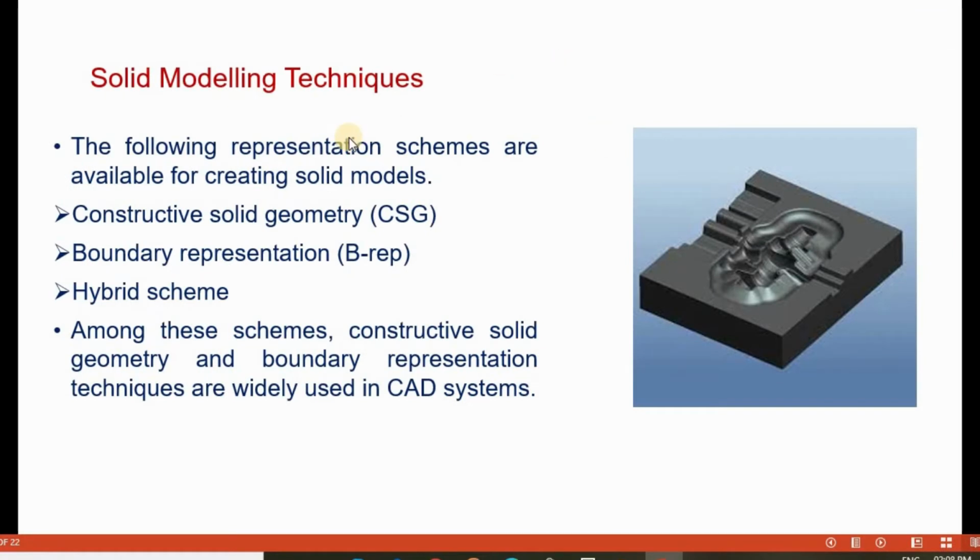There are various solid modeling techniques used in creating solid models, such as constructive solid geometry, boundary representation, and hybrid scheme. These are the three techniques used for constructing solid models. Among the schemes, constructive solid geometry and boundary representation are widely used in CAD systems. The hybrid scheme is not much used for creating solid models in CAD systems.